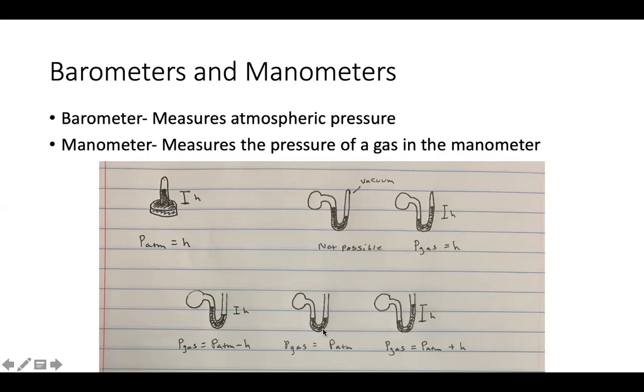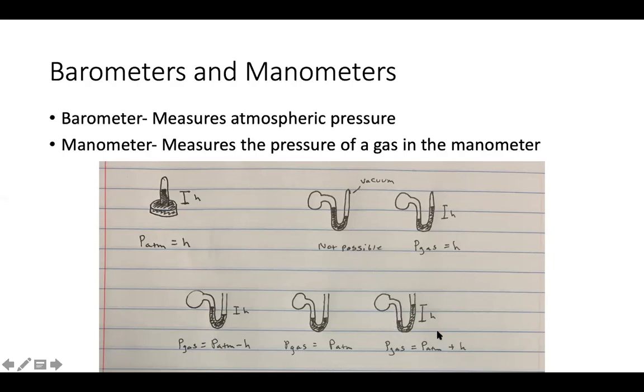And so when there's a height differential, we have one of 2 situations. We can have this one to the left, where the height is lower on the side exposed to the atmosphere. And what that's telling us is that our atmospheric pressure is stronger than our gas's pressure, which is why the level is lower. And it's lower by h amount, the height differential amount. And so here, our pressure of our gas is calculated by the pressure of the atmosphere minus h.